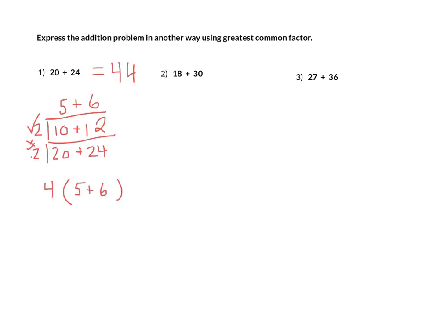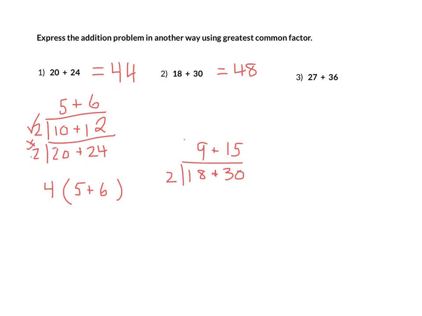So if I look at 18 plus 30, I know 18 plus 30 is 48. But what I'm going to try to do is rewrite it in another way. So let me take the 18 plus 30 and factor out what they have in common. Well, they're both even, so I can factor out a 2. So 9 plus 15 is what's left. So if I double 9 plus 15, it's still the same number.